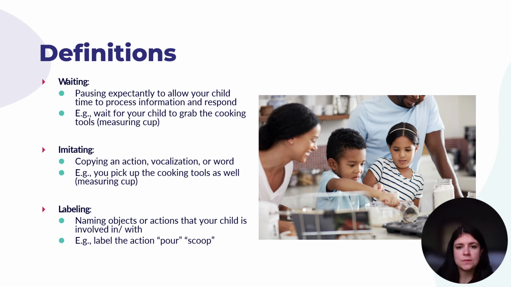To get this workshop started, I just want to review some definitions to ensure that everyone is on the same page when it comes to defining waiting, imitating, and labeling. When it comes to waiting, we want to pause expectantly to allow our child time to process information and respond. For example, if we're singing Old MacDonald, we could pause after "Old MacDonald had a" and see if our child will respond by filling in the blank, such as saying cow or pointing to a picture of a cow.